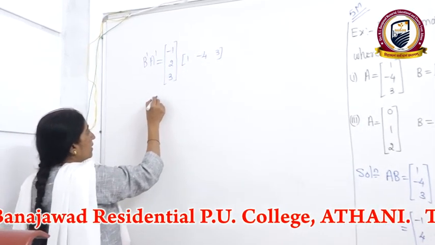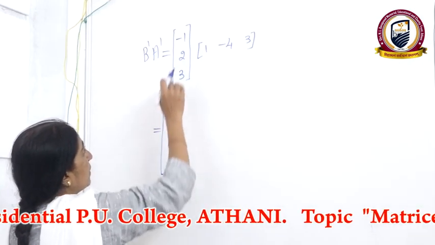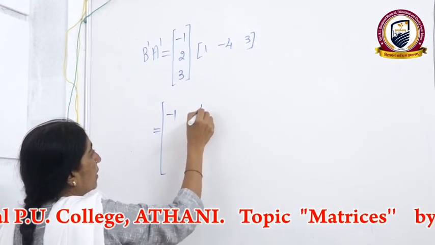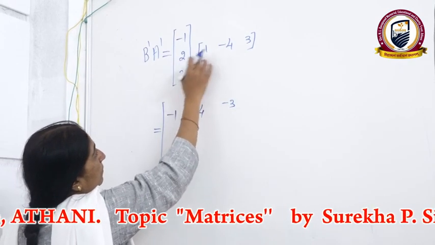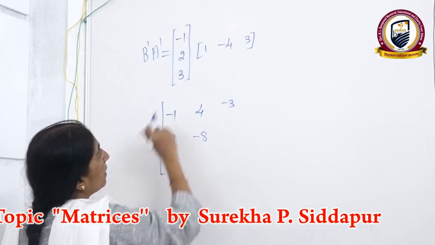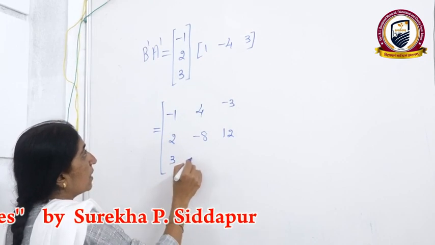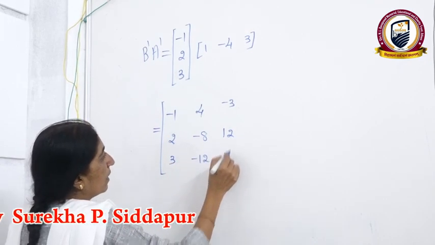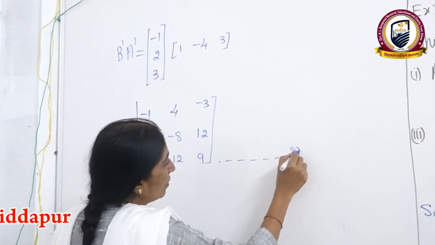Now multiply term by term. First element with first, minus 1. Second element with second. Then third. What about the next one? This is 2, minus 8 and 12. The next one is 3, minus 12, 9. And here let us take this as equation 2.